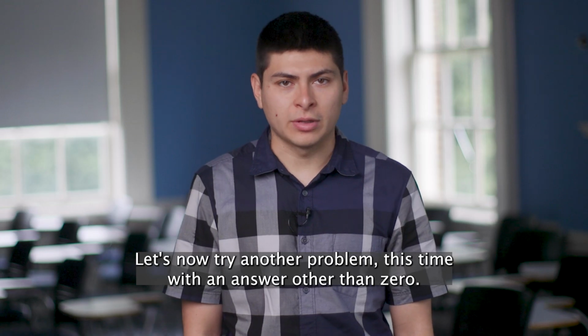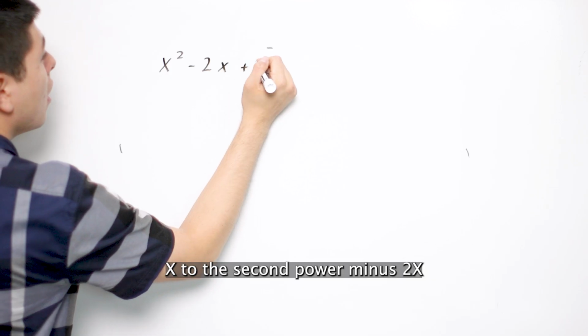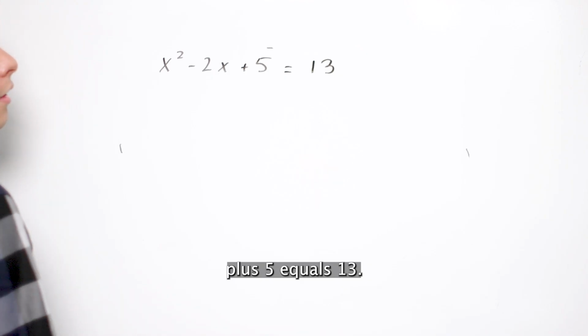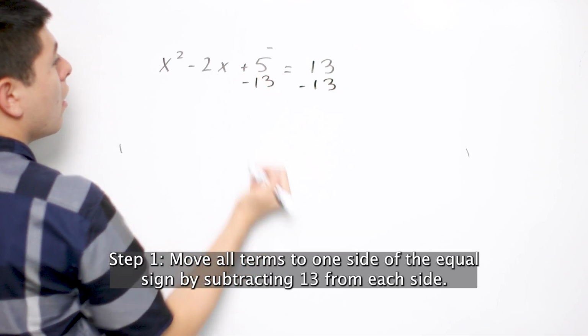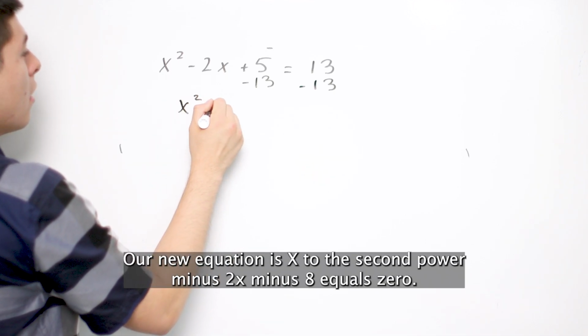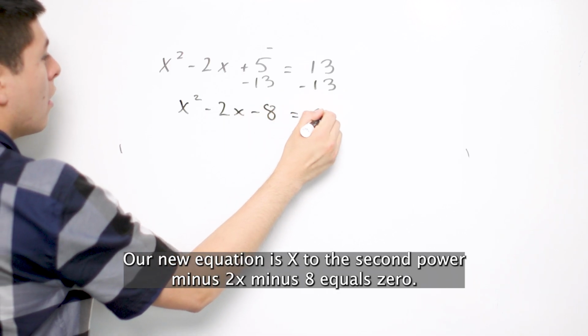Let's now try another problem, this time with an answer other than 0. x to the second power minus 2x plus 5 equals 13. Step 1. Move all terms to one side of the equal sign by subtracting 13 from each side. Our new equation is x to the second power minus 2x minus 8 equals 0.